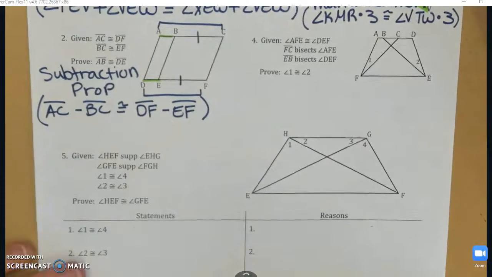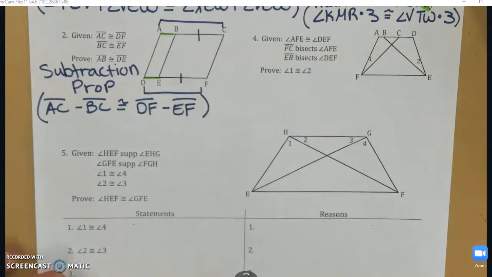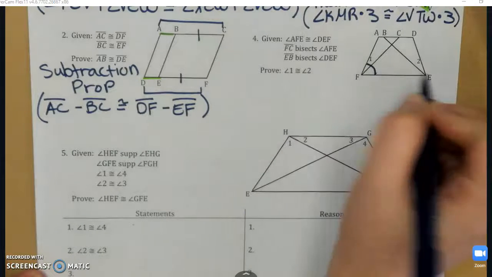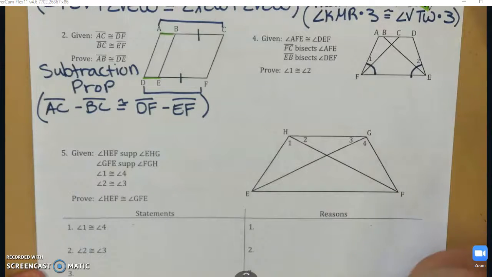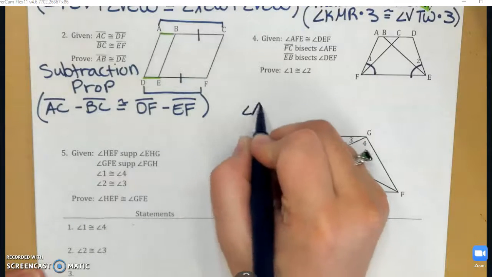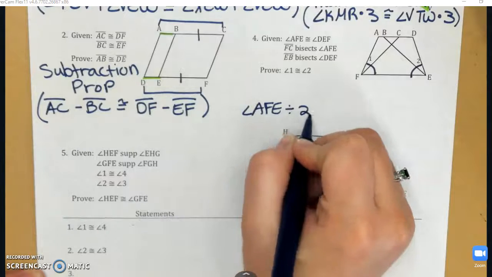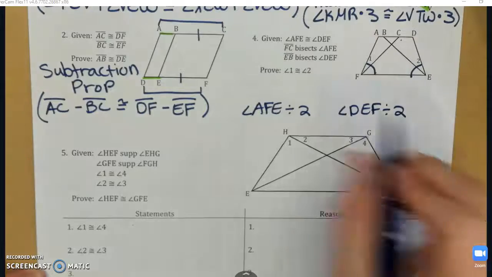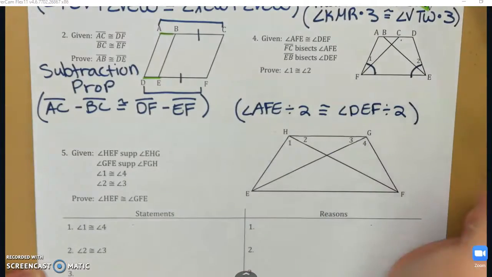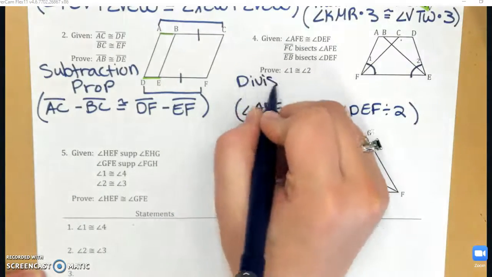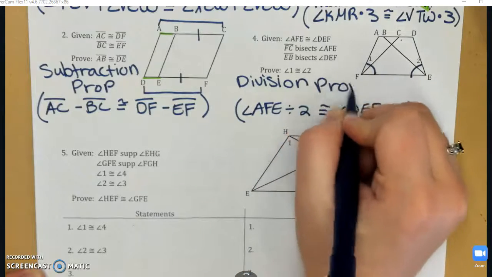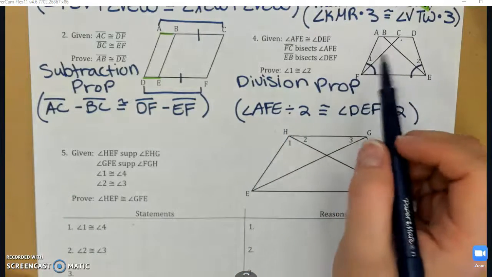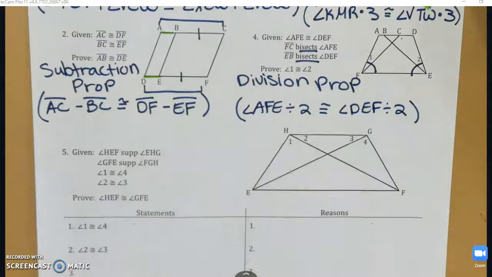All right, if I have that angle AFE is congruent to DEF, so these two large angles are congruent, and they're both being bisected, how would I know that angle 1 is congruent to angle 2? Well, how would I find the measure of angle 1? If angle AFE was bisected, that means that it's being split into 2 equal parts. Same for angle DEF. Now, I've divided congruent angles by the same value. That means that those results are congruent, and this is my division property. And I know that I'm using division property because I'm going from bigger to smaller, and I have keywords bisect.